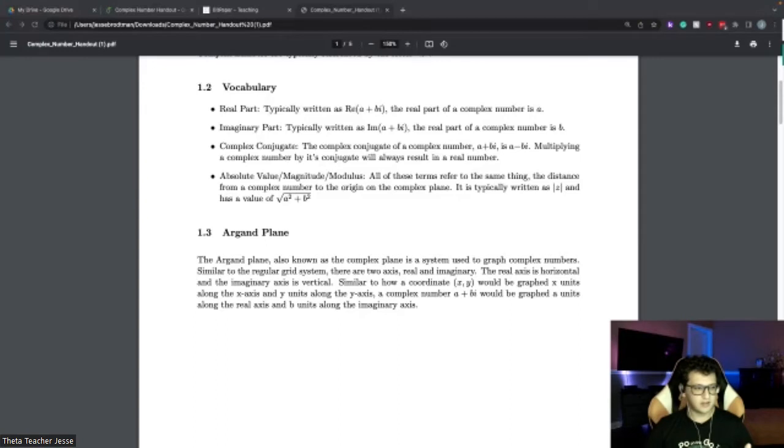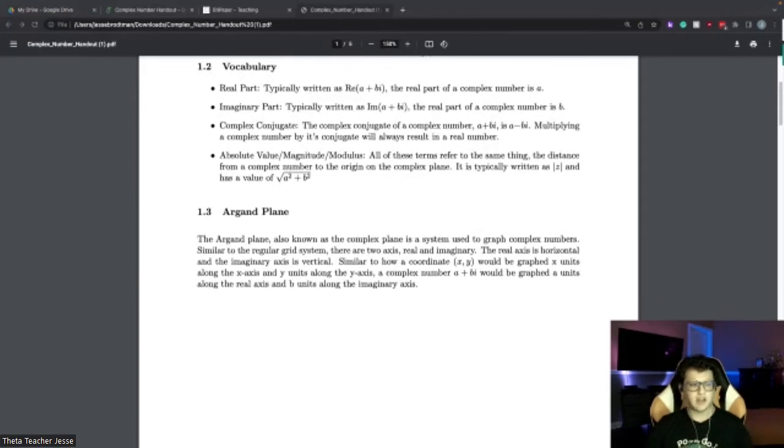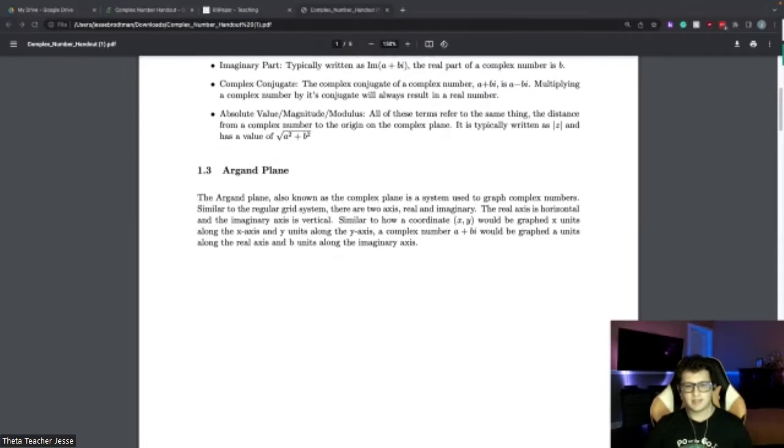So let's go on, Argand plane. So the Argand plane is the same thing as the complex plane, and it's basically like a graphing system for complex numbers. So you know how you'd usually have an x-axis horizontal and a y-axis vertical? Well, it's the same thing, but here we have a real axis, which is horizontal, and an imaginary axis. And if you were to graph a point, a plus bi, well then it'd basically be like plotting the coordinate a comma b.